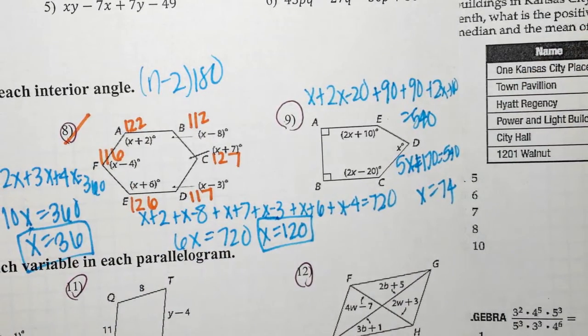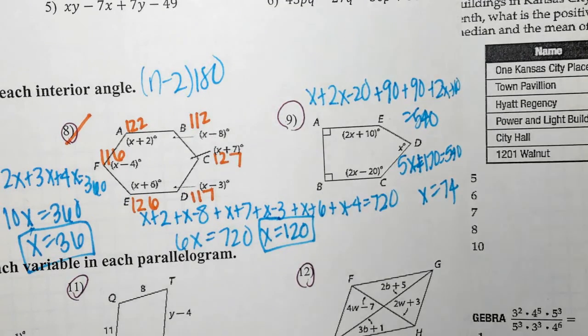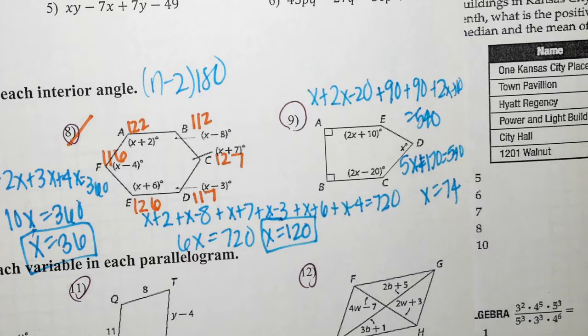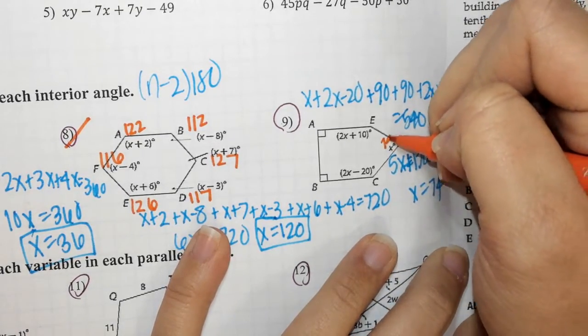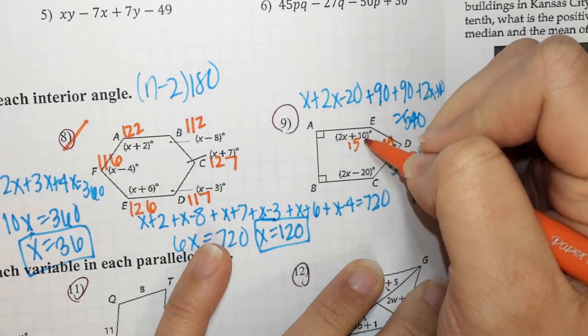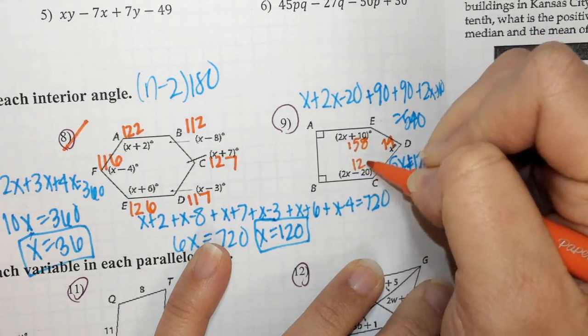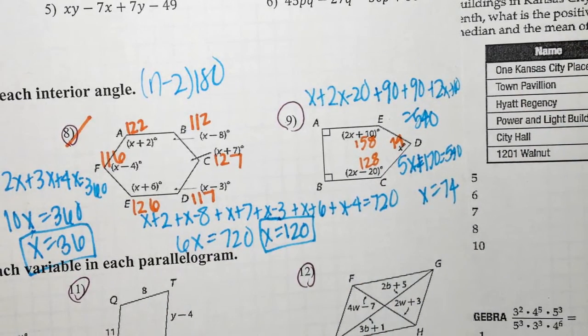Okay, do we see how I got it otherwise? Yes. Alright, and then we plug it back in. So what's angle D? 70. Angle E? 158. And angle C. 128. Awesome. We ready for the others?